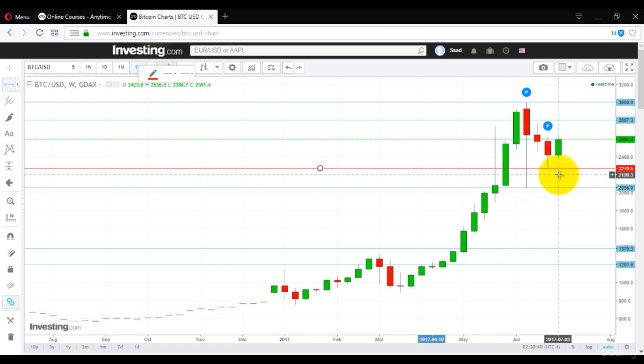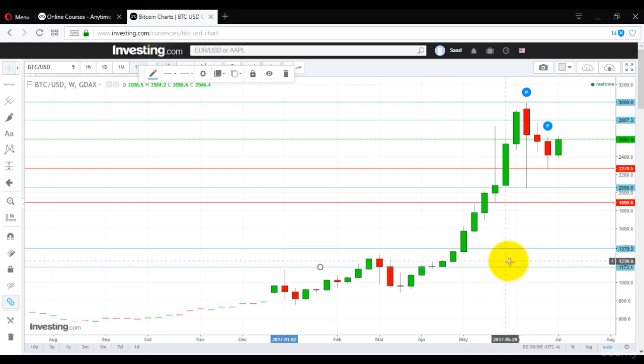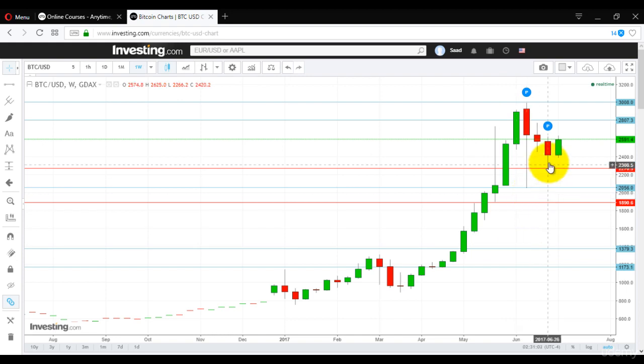Wait a minute. Here. See this low and this high. This is the second support. So as you can see, if it falls, it will touch this support, then this support, and then it will go down till this support, 1173. This support is 1890 and this support is 2270.